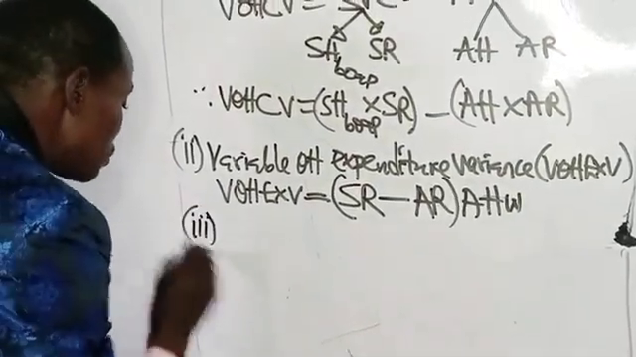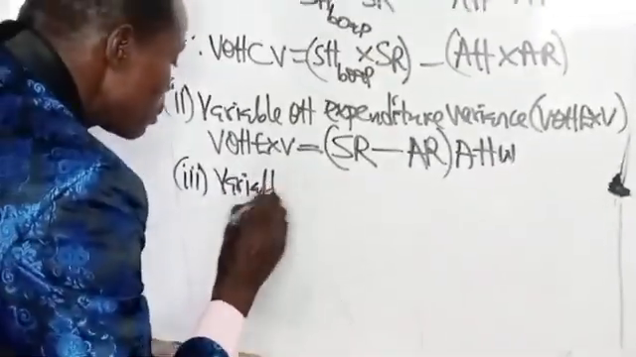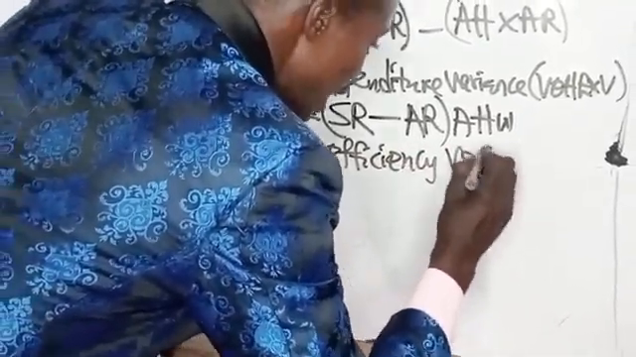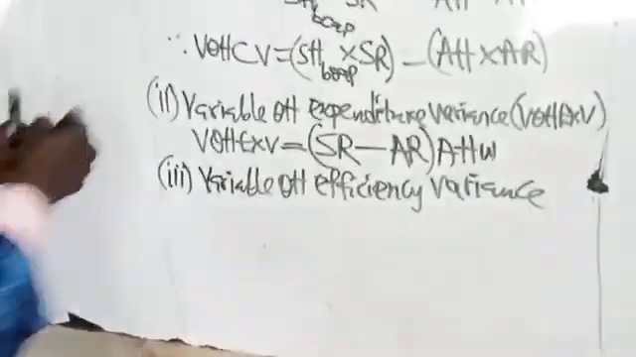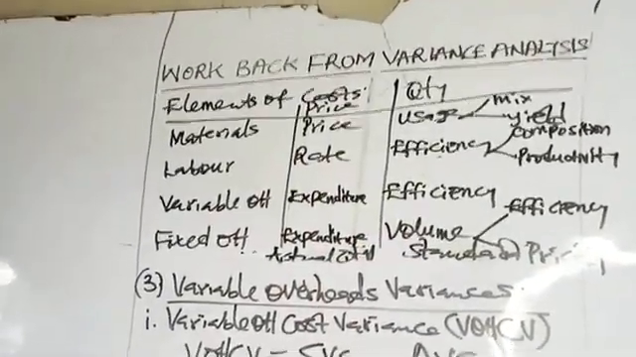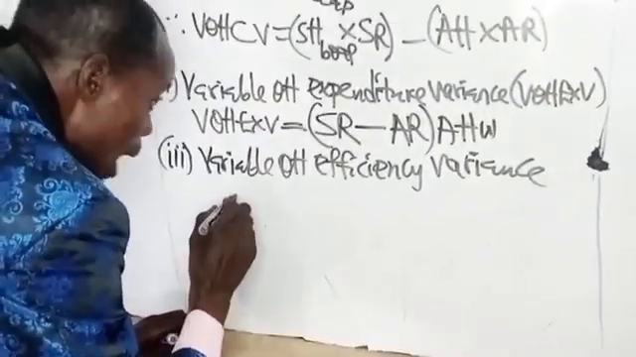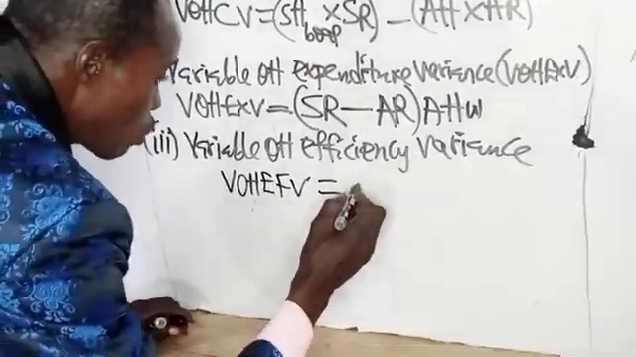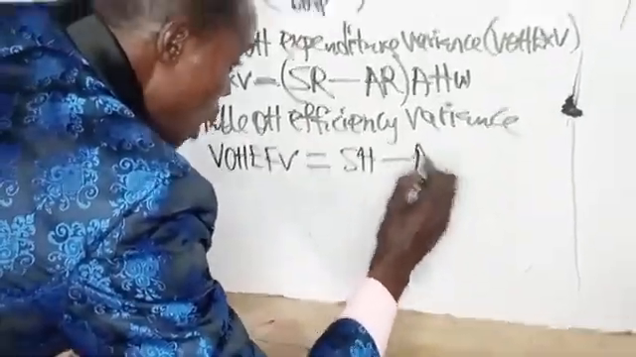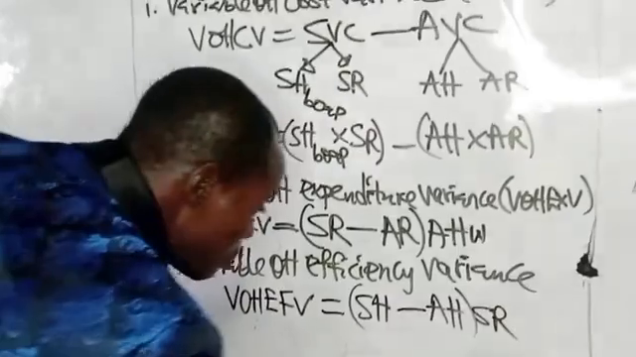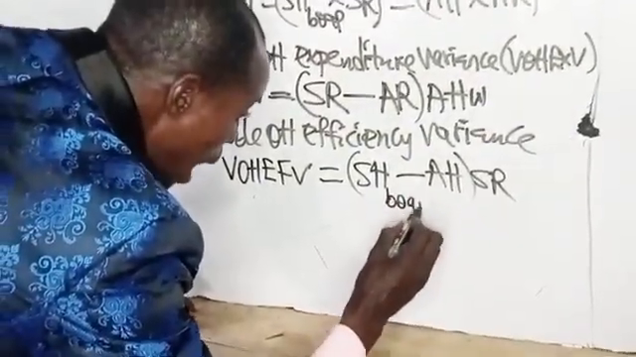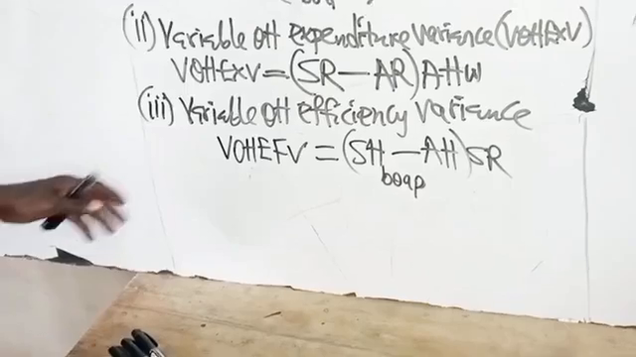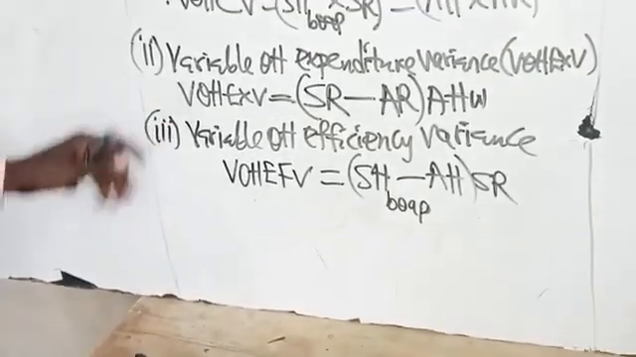Number 3, we have variable overheads efficiency variance. Efficiency variance is the quantity variance for variable overheads. Being a quantity variance, the quantity is measured in hours. So variable overheads efficiency variance is standard hours minus actual hours multiplied by the standard variable rate. This standard hours must be based on actual production. So these are the formulas we have under variable overheads variance.